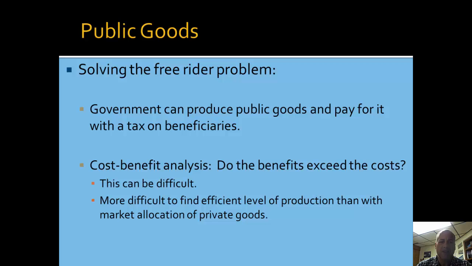So how do we solve this problem? The government can produce public goods and pay for it with a tax on beneficiaries. Cost-benefit analysis is a subfield of economics that is very much concerned with trying to estimate the costs and benefits of investing in public projects.